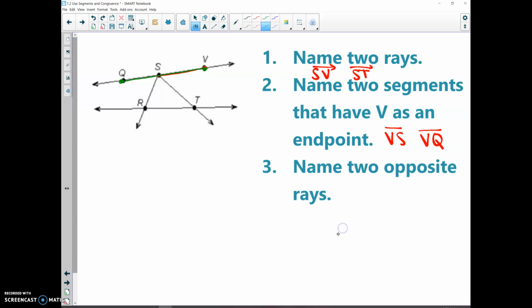Name 2 opposite rays. So opposite rays have the same endpoint, but they are going in opposite directions. In this case, we have to use S because S is collinear with 2 other points right now. There are no other points along these 2 rays and lines here in order to get opposite rays. So we're going to use S, we're going to use SV, like we did earlier, and SQ would be its opposite ray. Here is SV, and here is SQ.